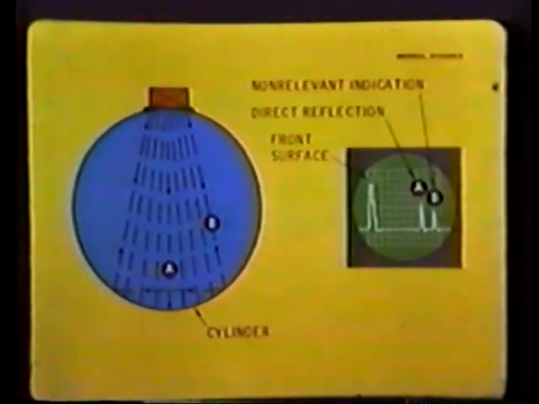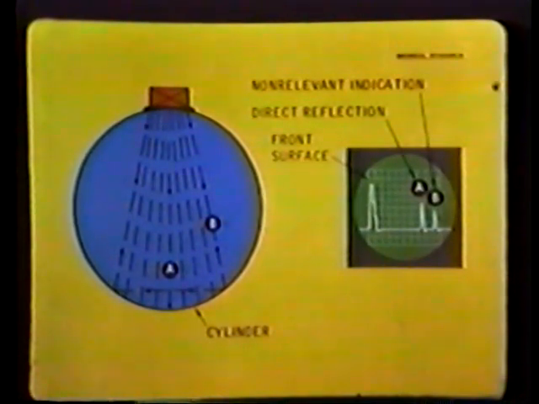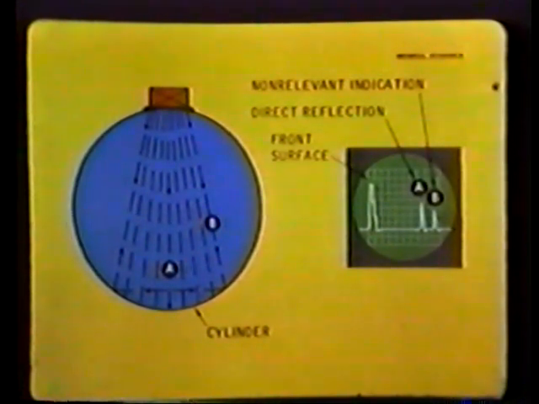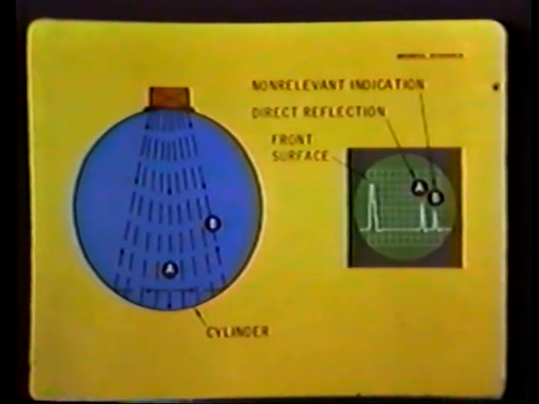In testing cylindrical specimens, especially when the transducer face is not curved to fit the test surface, or a focused lens is used, one should be aware of possible non-relevant indications from indirect reflections. Notice the indirect reflection B has the longer path to travel. Its indication appears later in time than the direct reflection.